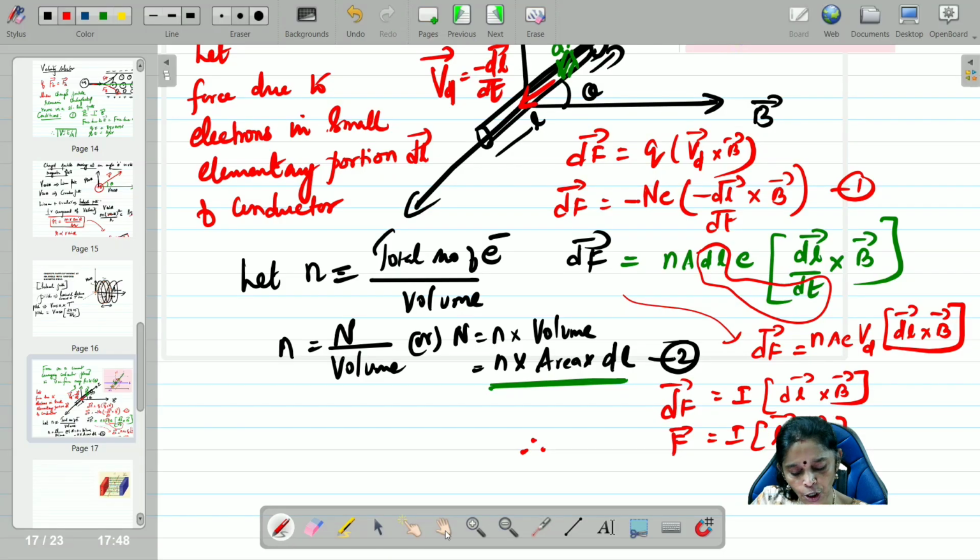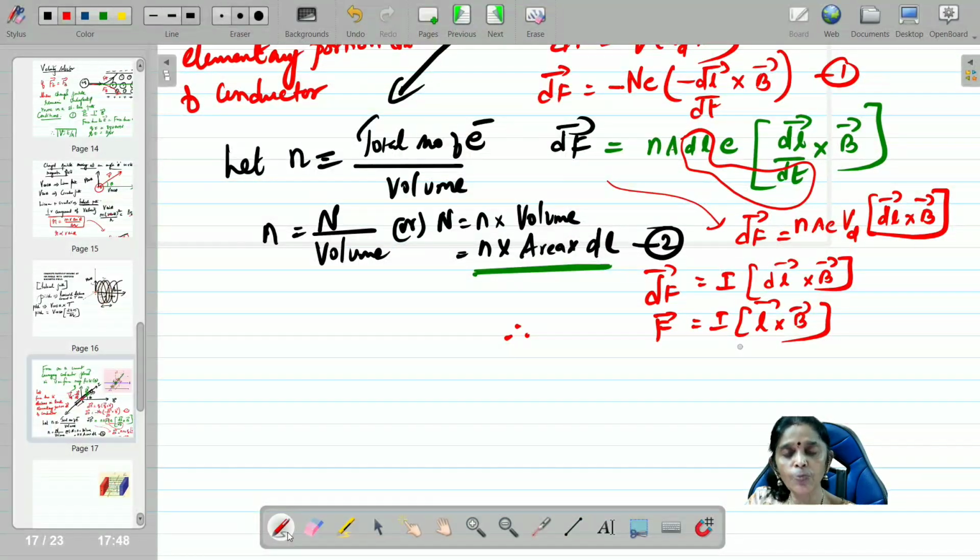What is A cross B, children? You have learned it. A cross B is AB sin theta, therefore L cross B is LB sin theta. So I can write it as F is equal to BIL sin theta.